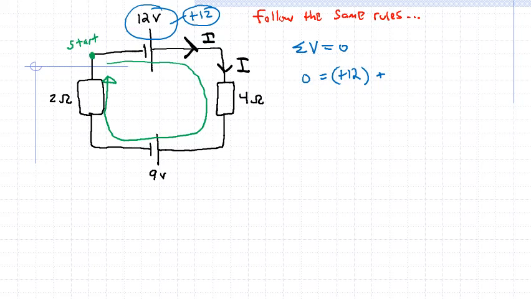So let's go ahead and set this up here. We're going to set up the same rules. I'll let you go ahead and finish this, where you get the voltage and the current or the resistance times the current for each of these, and solve for current. So go ahead and follow our same rules here and see if you can find the current. Pause the clip, and then when you're ready to check, you can hit play to continue.